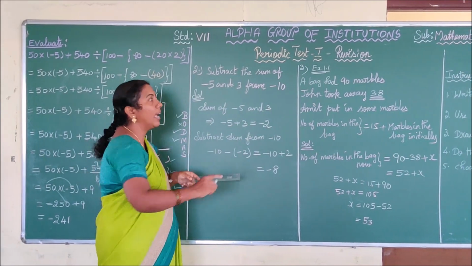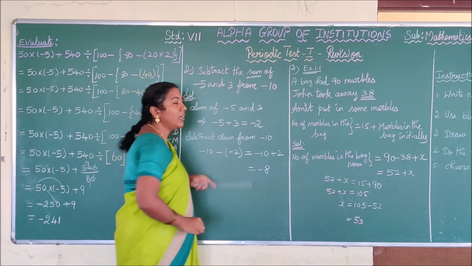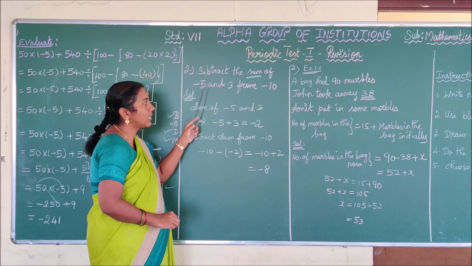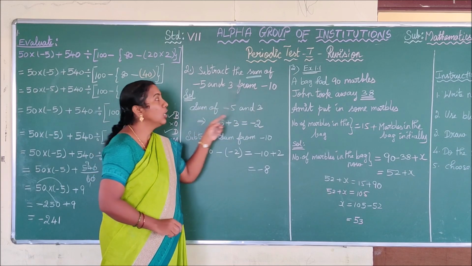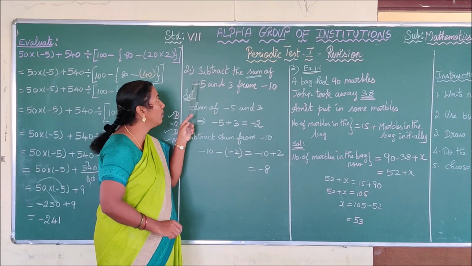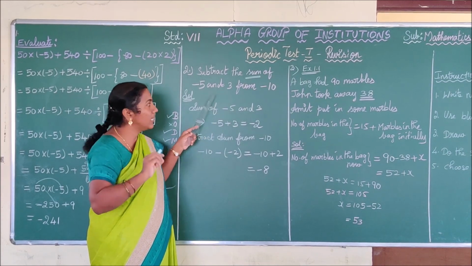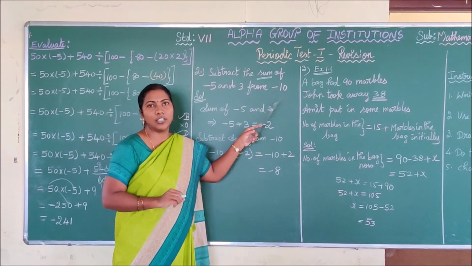Sum means what? Add. You have to add minus 5 and 3, and you have to subtract the sum from minus 10. That is, if you add minus 5 and 3, you get one answer. You have to subtract that answer from minus 10. Do you understand, children, what I am saying?